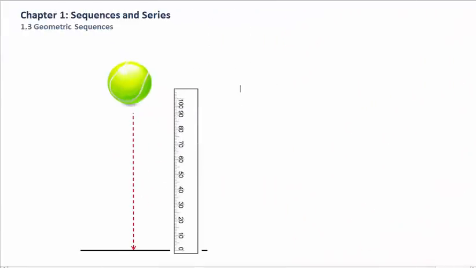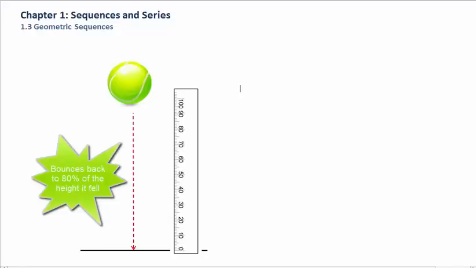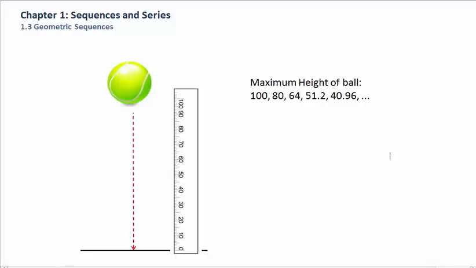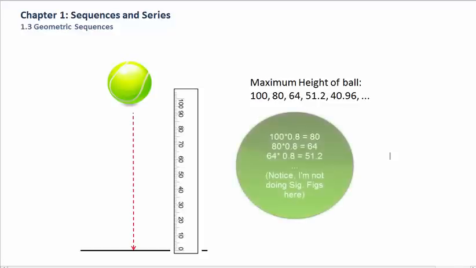For instance, a ball dropped from a height of 1 meter might bounce back to 80% of its original height. This would form the following sequence in centimeters. 100, it would bounce back up to 80 centimeters, bounce back up to 64 centimeters, bounce back up to 51.2 centimeters, and back up to 40.96 centimeters. To get each successive term, we aren't adding or subtracting, but instead we're multiplying by a factor of 0.8, or 80%. And this is called a geometric sequence.